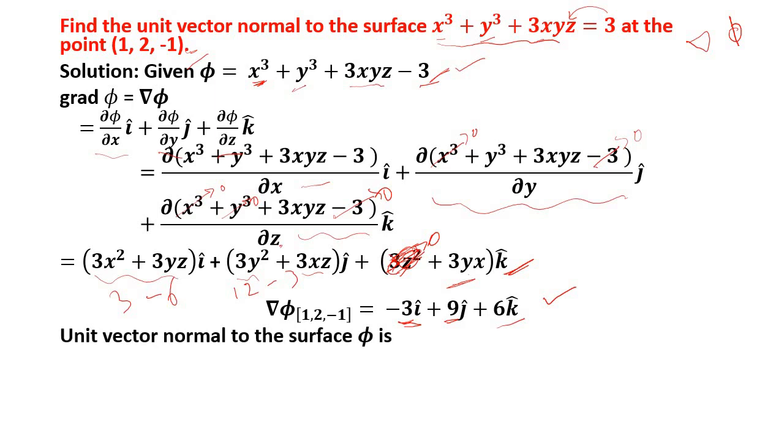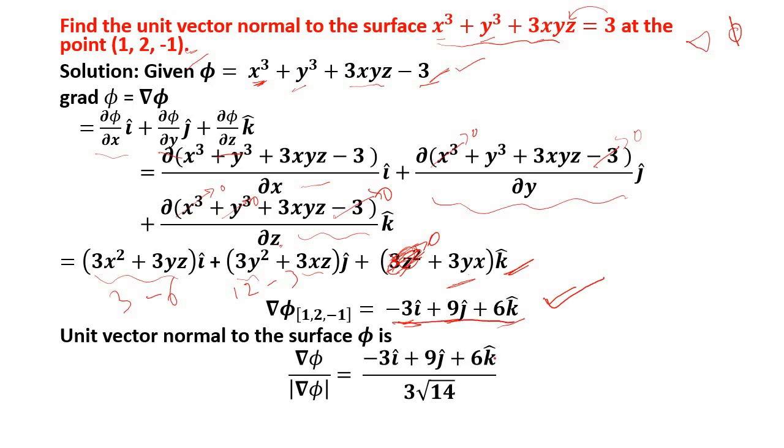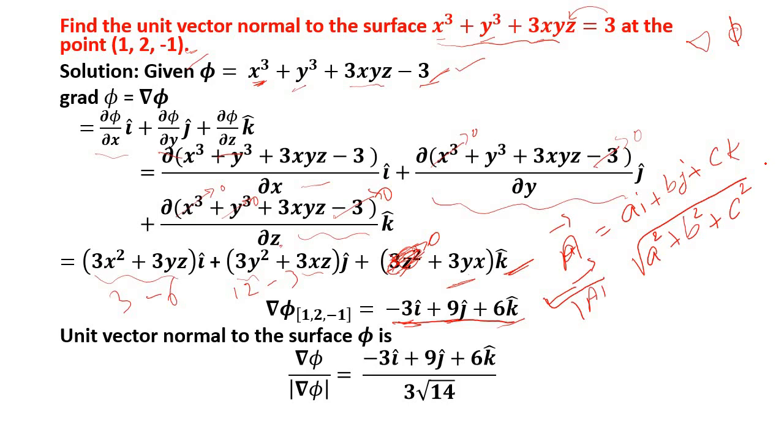What is a unit vector normal of a surface? The ratio of the gradient of a scalar divided by its magnitude. So consider the gradient of a scalar first, and the magnitude is nothing but, if you have a vector a i plus b j plus c k, then the magnitude of vector a is the square root of a square plus b square plus c square, that is, the coefficient of i square plus coefficient of j square plus coefficient of k square. Similar to that, if you find the magnitude for this, you will get 3 root 14. So this is a unit vector normal to the surface.